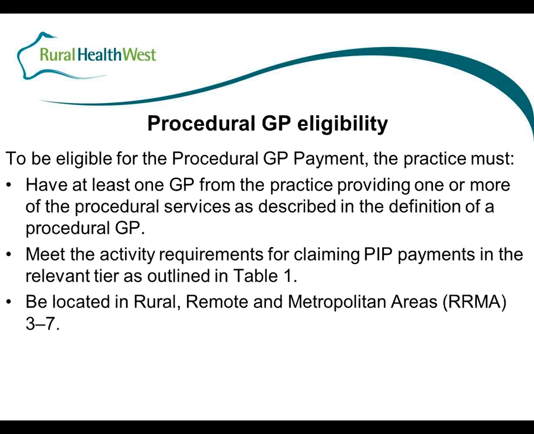To be eligible for the procedural GP payment, the practice must have at least one GP from the practice providing one or more of the procedural services as described in the definition of a procedural GP. They must meet the activity requirements for claiming PIP payments in the relevant tier as outlined in Table 1, which is to come, and be located in a rural and remote RAMA 3 to 7.